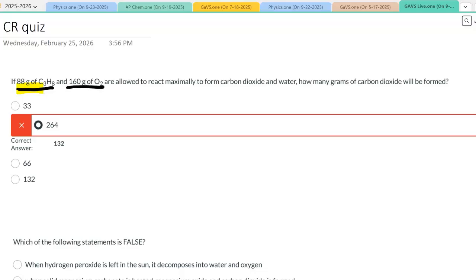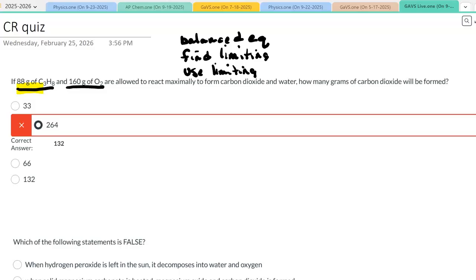When that happens, you need to first write the balanced equation and then you need to find the limiting reactant. Once you've identified that, use it. Not pick one or the other, but actually calculate it out and see which one you will run out of first. Use the limiting reactant to find what you're looking for.